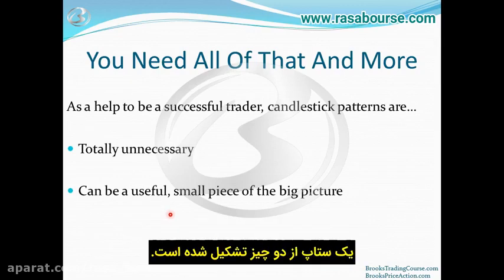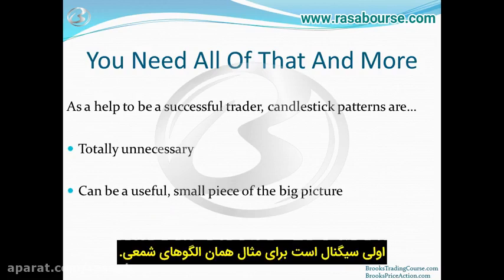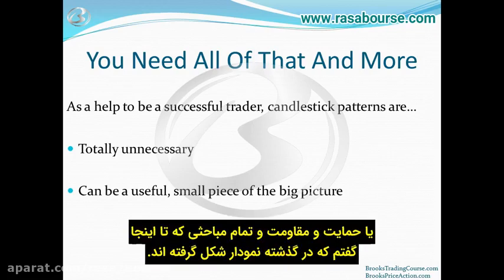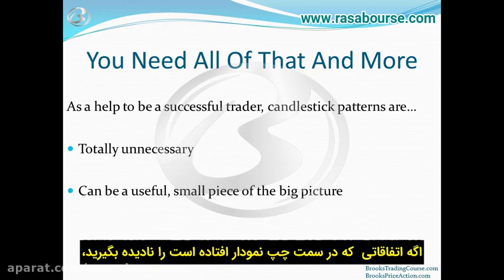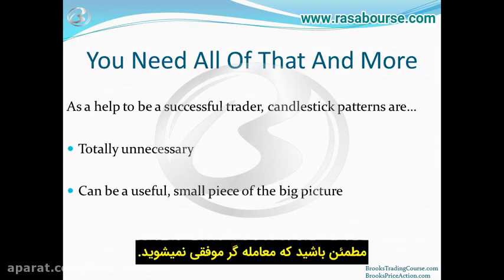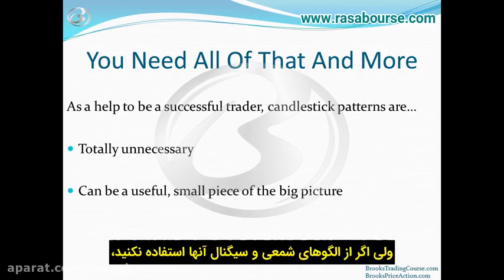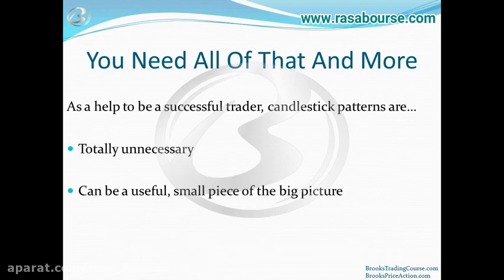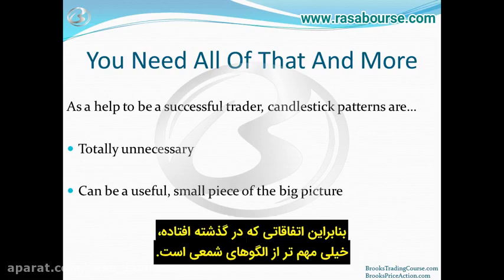The setup is made of two things. It's made up of the signal, the candlestick pattern for example, and the context, all of the bars to the left, all of the things that I just mentioned, all that support and resistance. And you cannot be successful as a trader without all of that stuff to the left. You can be successful as a trader without candlestick patterns and without the signal. So the context is far more important than the signal.